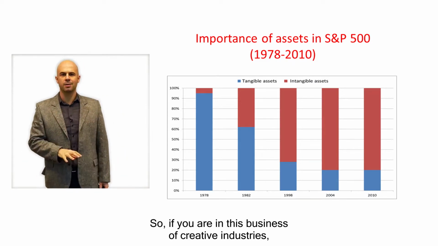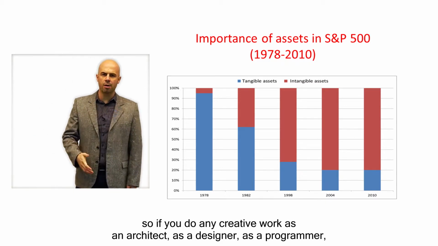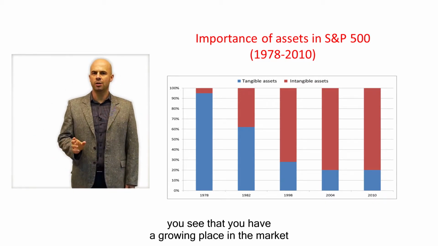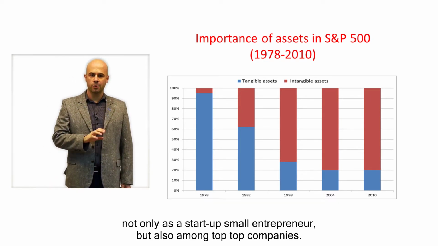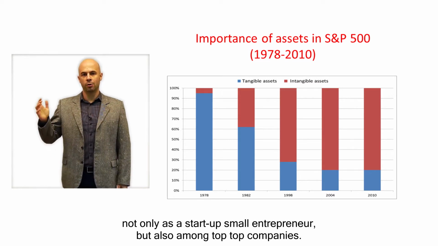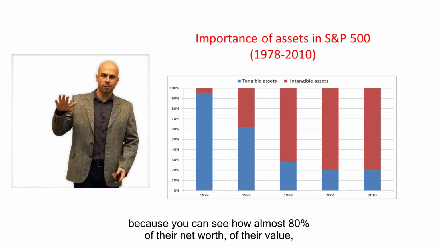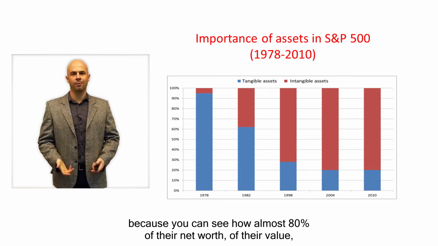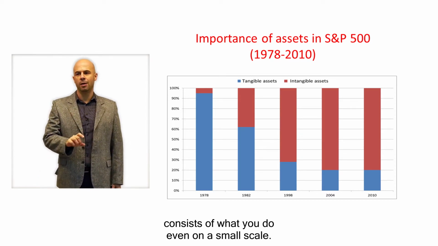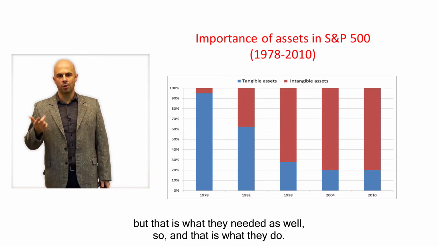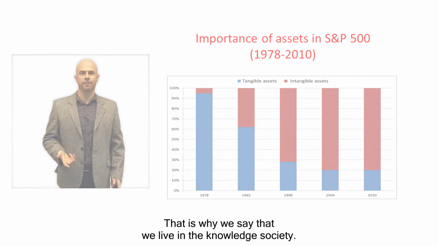So if you are in the creative industries, if you do any creative work as an architect, a designer, or a programmer, you have a growing place in the market, not only as a startup or small entrepreneur, but also among top companies. Almost 80% of their net worth, of their value, consists of what you do. Even on a small scale, that is what they need as well. That is why we say that we live in the knowledge society.